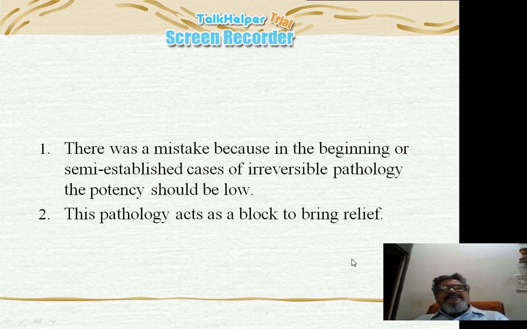Now the conclusion is there was obviously a mistake, because that was the beginning or semi-established case of irreversible pathology, and there also the potency should be low, and naturally the physician failed to understand the case and gave a hypothesis. The pathology acts as a block to bring the relief, no doubt. But because it was not entirely irreversible, the patient came back from the verge of death. This is the teaching we are getting from case number 2, observation 2.